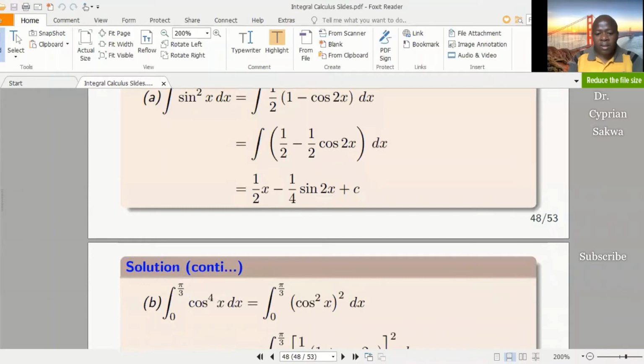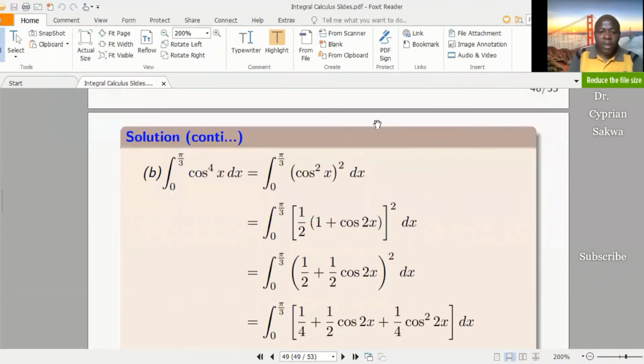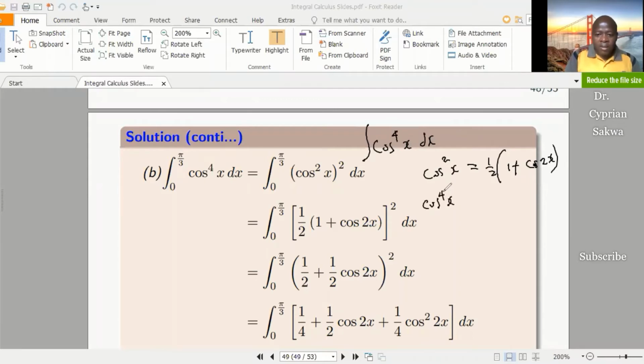Now let's look at the next example. In the next example, we're given cos of x raised to 4 dx, and we are asked to integrate. So we must remember that cos x squared is a half into 1 plus cos 2x. But what we have here is cos x raised to 4, and this is just the same as cos x squared, squared. So it means I must square this. This is the same as a half into 1 plus cos 2x, everything squared.